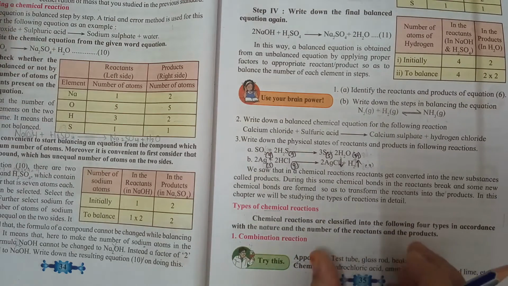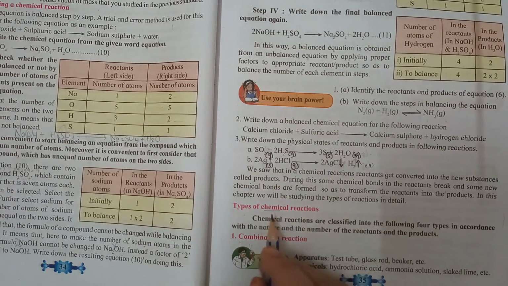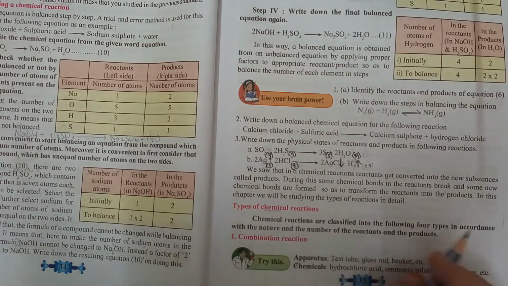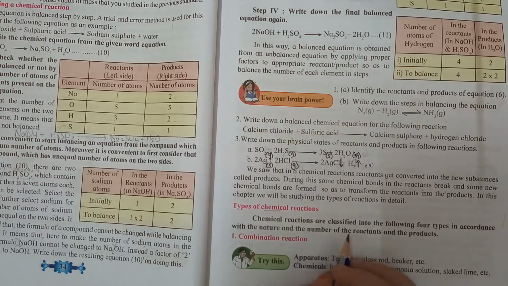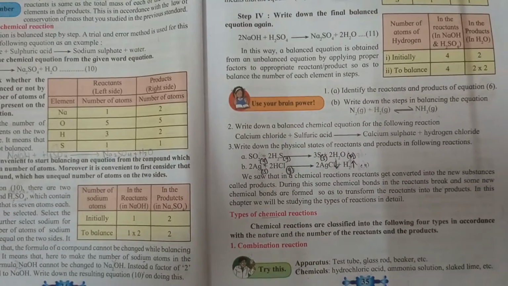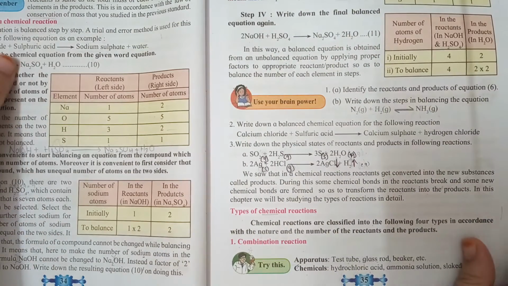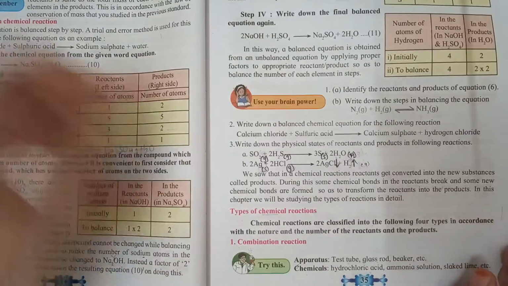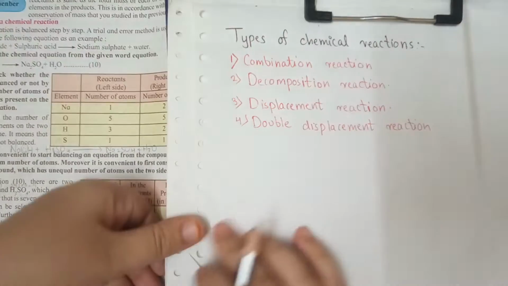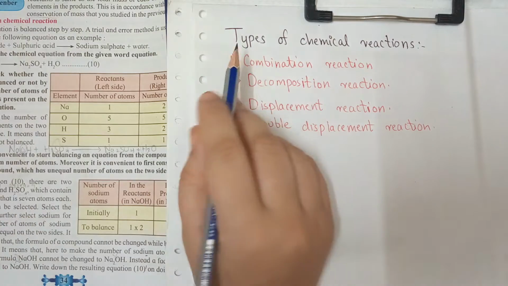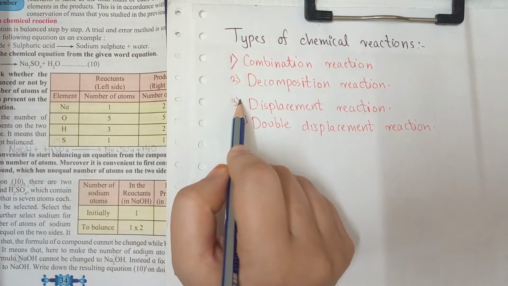There are different types of chemical reactions. Chemical reactions are classified into the following 4 types in accordance with the nature and the number of the reactants and the products. That means how many reactants and products are taking part in a chemical reaction, and what is the nature of the reactants and products. On the basis of these, we have to study the different types of chemical reactions in this lesson.